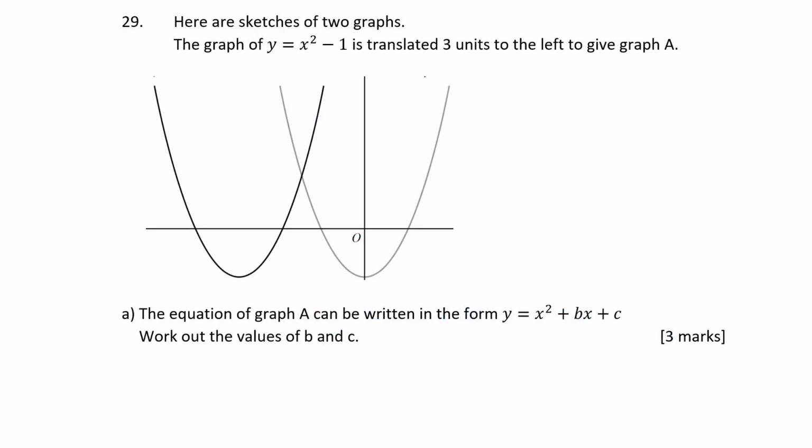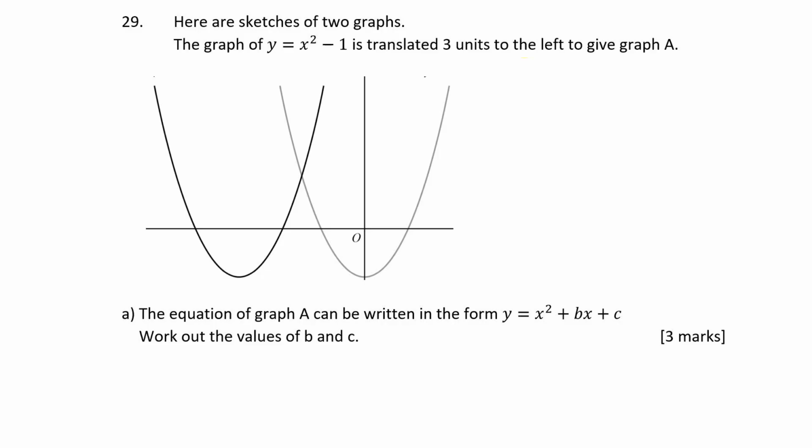Question 29. Here are sketches of two graphs. I've got graph A and I've got the graph of y equals x squared minus 1. The graph of x squared minus 1 is translated 3 units to the left to give graph A. The equation of graph A can be written in the form y equals x squared plus bx plus c. Work out the values of b and c.